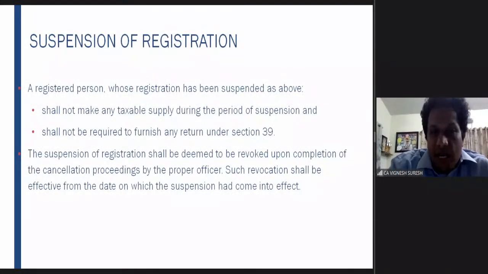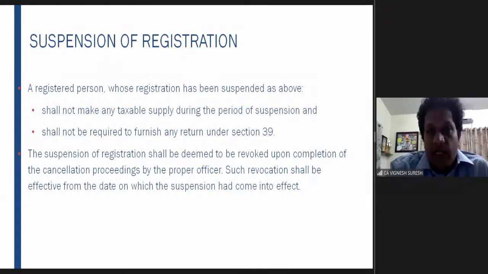Whenever a registration has been suspended, that registered person shall not make any taxable supply during the period of suspension. He will not make any supply, very, very important, and shall not be required to furnish any return under Section 39. Section 39 we will cover on Thursday when I take up the topic of returns, wherein we will see the multiple returns. There we'll have more clarity on the various types of returns which are required to be filed by the taxpayers. So he will not be required to furnish any return under Section 39.